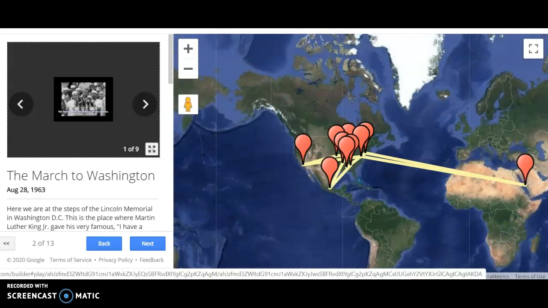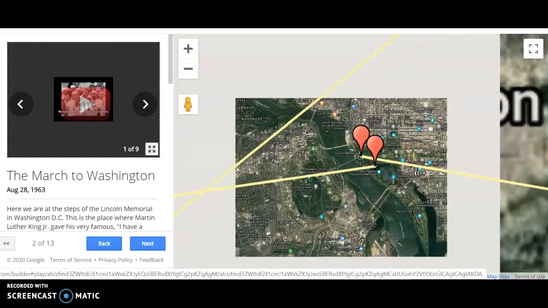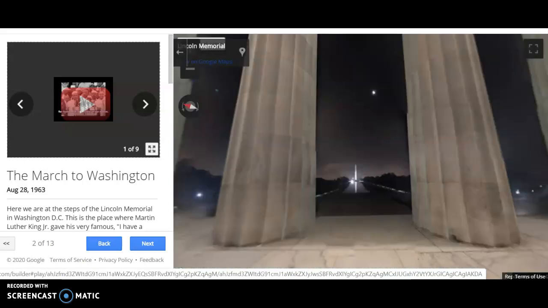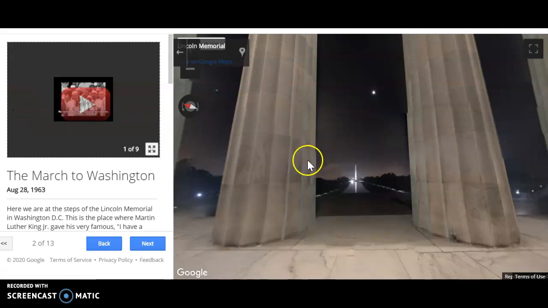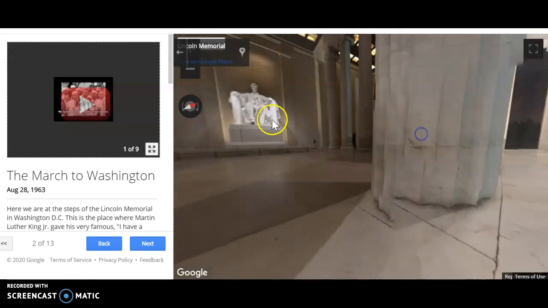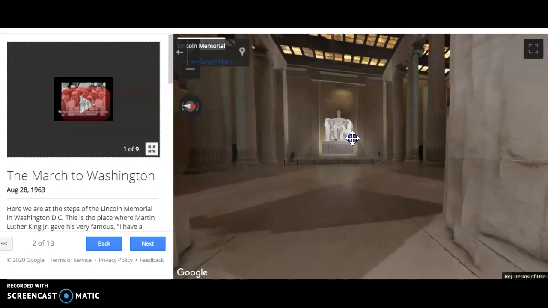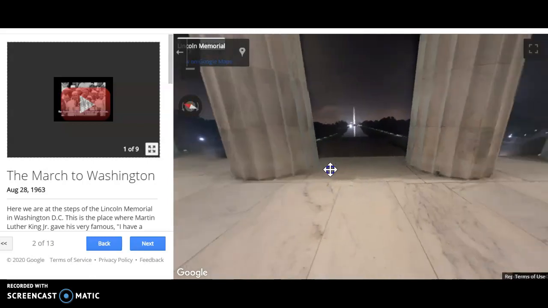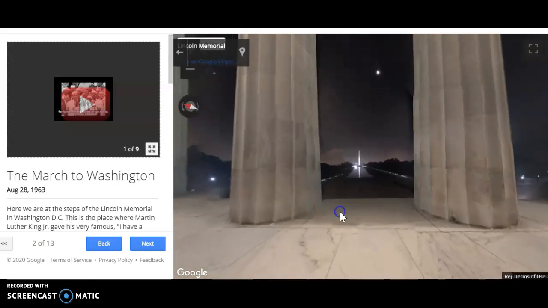So we're going to start by going to Washington, D.C. Washington, D.C. was the location of a very important demonstration for the Civil Rights Movement. Here we are at the steps on the Lincoln Memorial. If you can see out in the background, this is the Washington Memorial. There's a reflection pool here, and if you turn around, we can see the statue of Abraham Lincoln here. And this is where the really important event called the March on Washington took place.